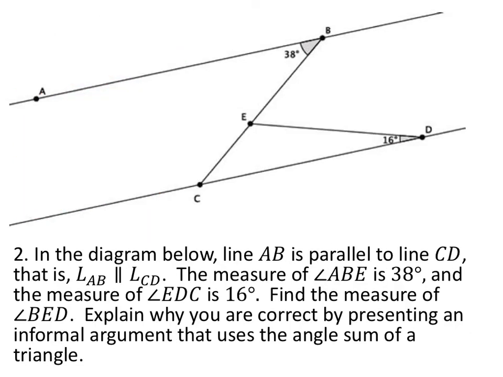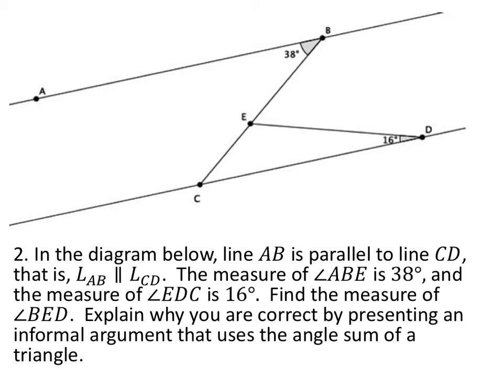In the diagram below, line AB is parallel to line CD. That is, line AB is parallel to line CD. The measure of angle ABE is 38 degrees, and the measure of angle EDC is 16 degrees. Find the measure of angle BED. Explain why you are correct by presenting an informal argument that uses the angle sum of a triangle, which is kind of what we did on that last problem.